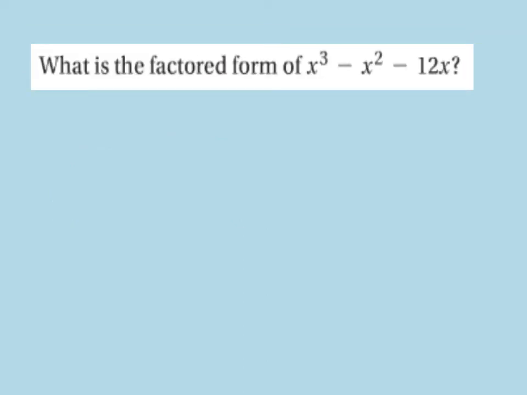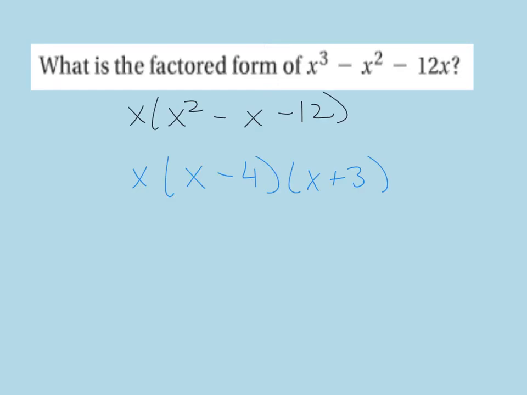I want you to pause the video and attempt this problem by yourself. You can first take out the x, like I did right here, and then you'll be left with x squared minus x minus 12. So two numbers again, multiplied to get negative 12. You can always write down the factors of negative 12: negative 1, 12, negative 2, 6, negative 3, 4. Since it's negative, you can flip around those factors. The two numbers that would work are negative 4 and positive 3. So this would be completely factored.